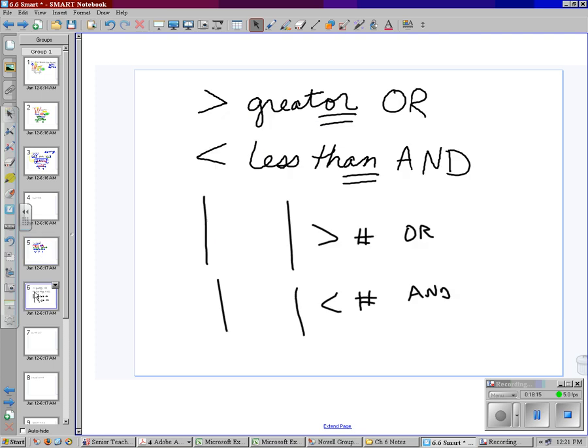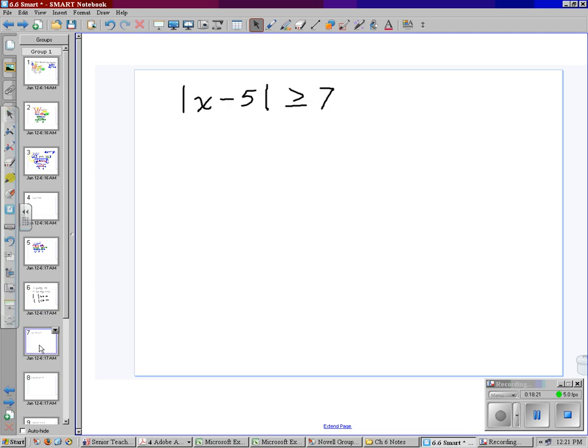Okay, we've already talked about this, the greater and the less than. So now we need to make it a little bit harder. We've got an expression inside the absolute value bars. This doesn't change much. I've got absolute value bars greater than or equal to 7. Is it an and or an or? Or, very good. Absolute value bars all by themselves. So set up your 2 inequalities, will you please?